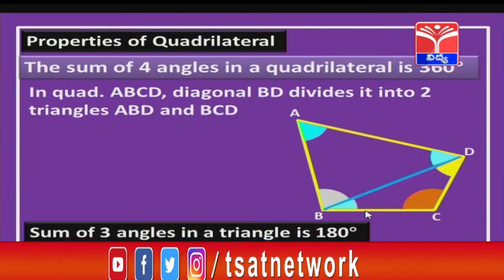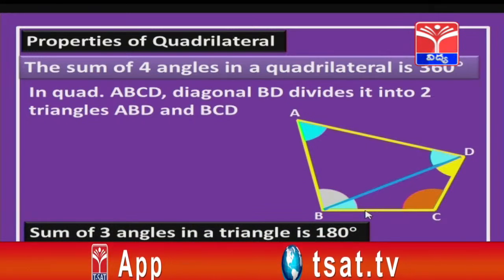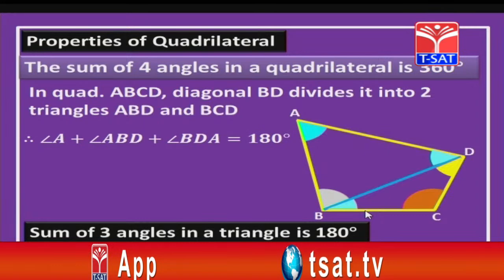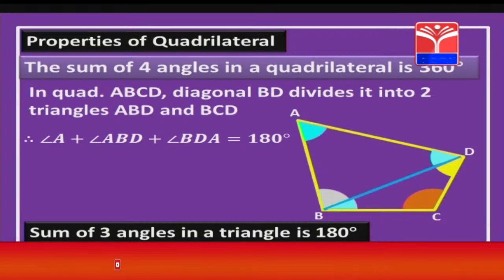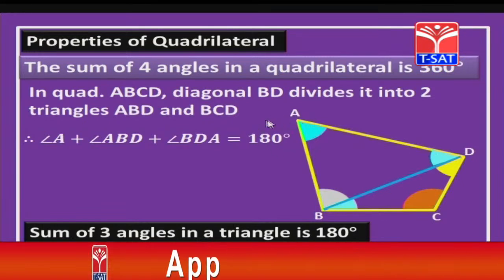And we know the angle sum property of a triangle, which states the sum of 3 angles in a triangle is 180 degrees. That means, if you notice the first triangle, that is ABD, if I add angle A, angle ABD, and angle BDA, it is equal to 180 degrees.